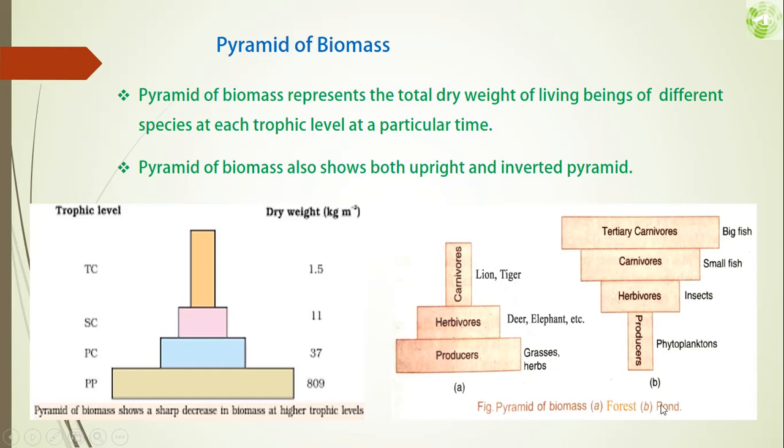Then B, that is pond ecosystem. In the pond ecosystem, the pyramid of biomass is inverted, where the producers are less, and upon them the herbivores, insects, feed. On the herbivores, the carnivores, small fishes, which are larger in number than herbivores, feed. And on the carnivores, the tertiary carnivores, big fishes, more in number, feed and grow. In this way, it represents the inverted kind of pyramid of biomass. So depending on the dry weight, these kinds of pyramids are built, and it signifies an upright or inverted pyramid.